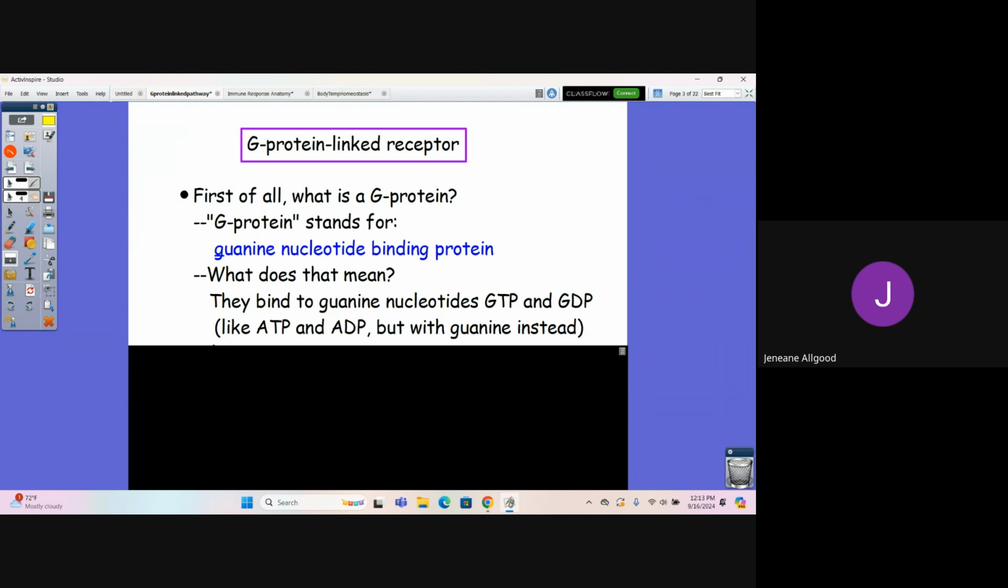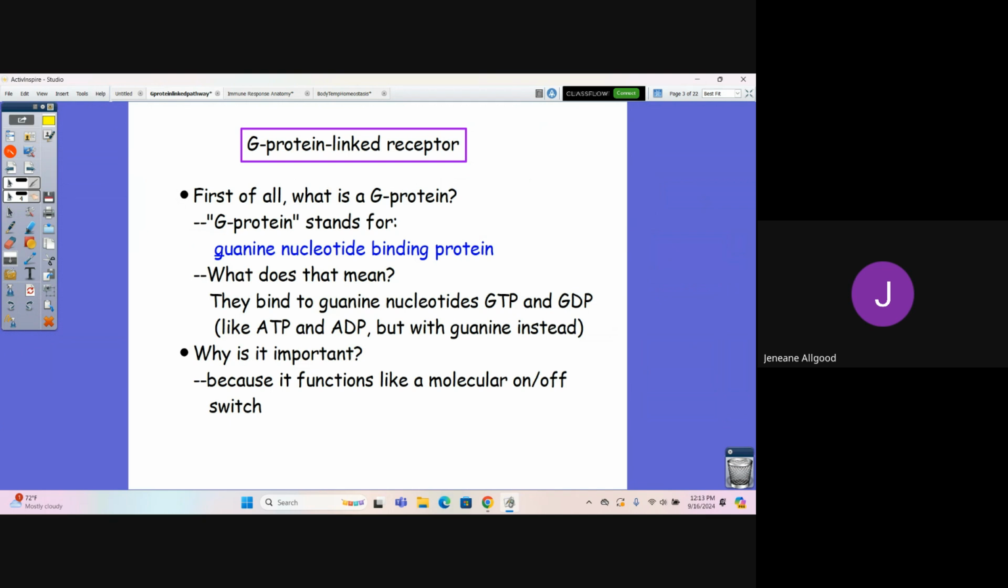So that's kind of similar to ATP and ADP, except ATP was adenosine triphosphate, so this is going to be guanosine triphosphate or guanosine diphosphate. So very much like ATP or ADP, but using GTP instead. So why do we care? Because it functions like a molecular on-off switch.